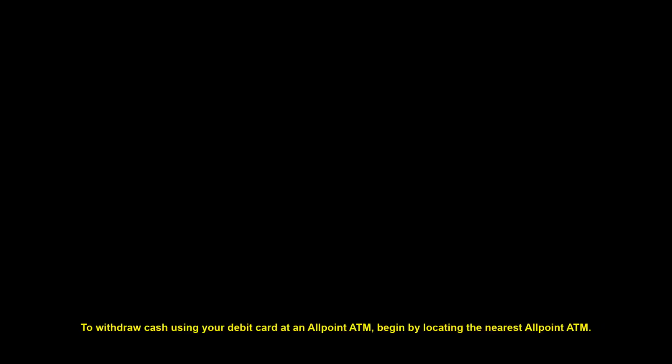To withdraw cash using your debit card at an Allpoint ATM, begin by locating the nearest Allpoint ATM. You can easily find one by using the Allpoint ATM locator on their website or app. Once you've arrived at the ATM, insert your debit card into the machine. Follow the on-screen prompts to enter your personal identification number or PIN.